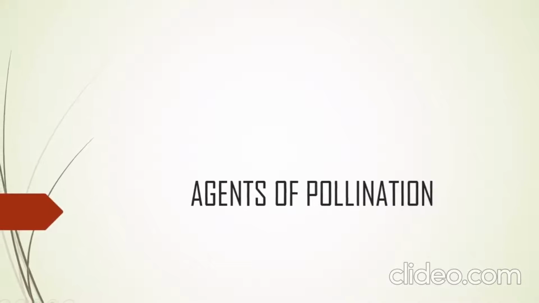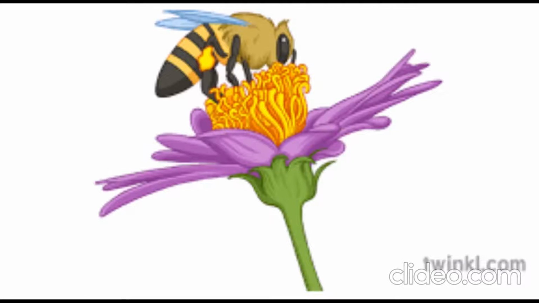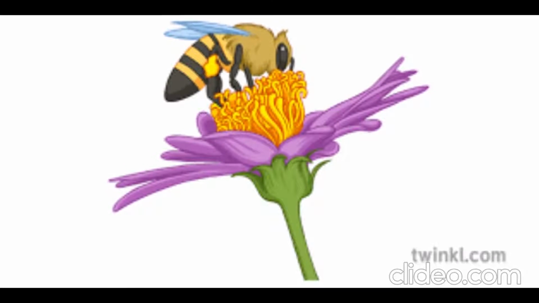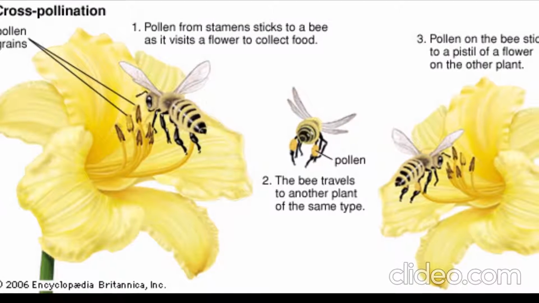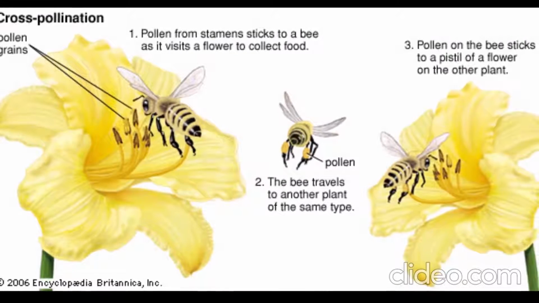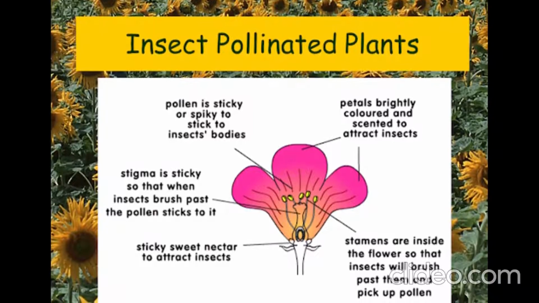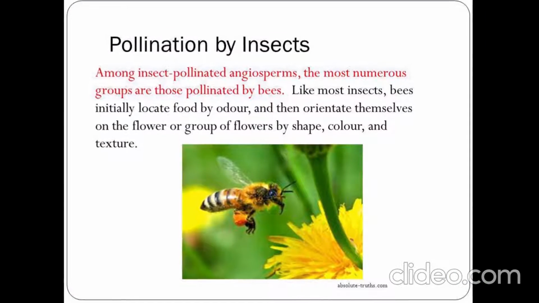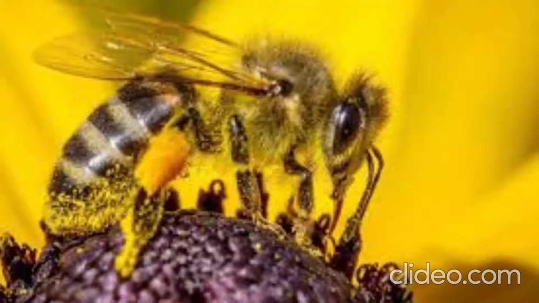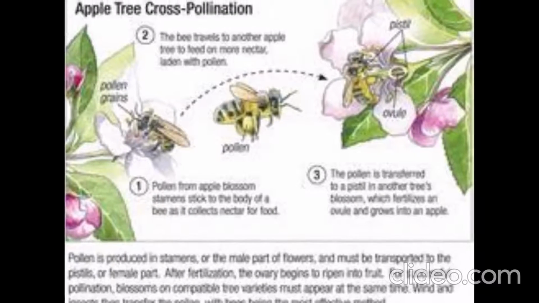Now we are going to read about agents of cross-pollination. Number 1. Insects. When insects help in pollination, such a transfer of pollen grains is called insect pollination. Butterflies, bees, and other insects are the insects that help in this pollination. Marigold, dahlia, and salvia are some of the insect-pollinated flowers. When an insect alights on a flower, the pollen grains stick to its mouth parts, wings, legs, etc. When this insect visits another flower, the pollen grains from its body may fall on the stigma of that flower.